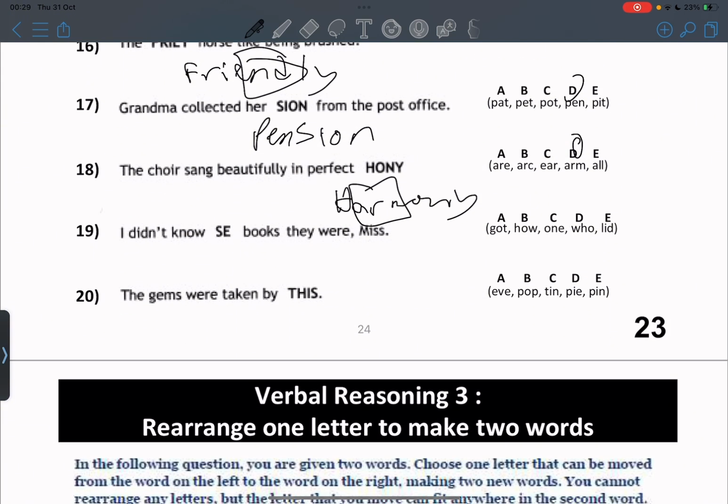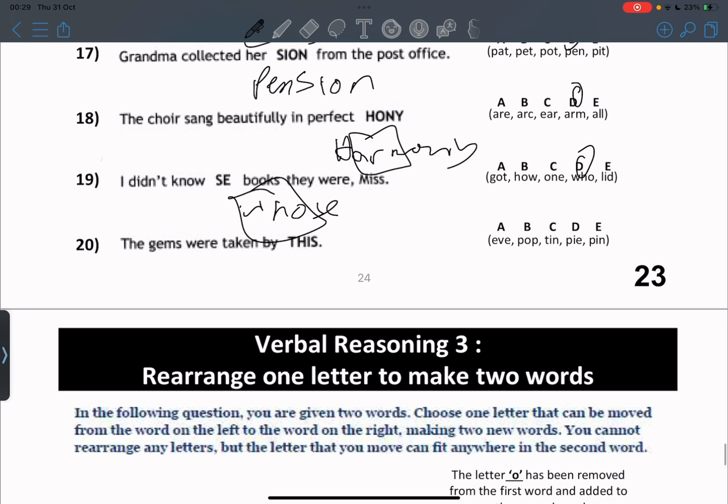Question 19 is if you put I didn't know books they were, miss. So it'll be whose. I didn't know whose books they were. So you put who at the start. Question 20, you're going to put Eve into this word. The gems were taken by thieves. So you put I, there you go, thieves, so Eve go right here.